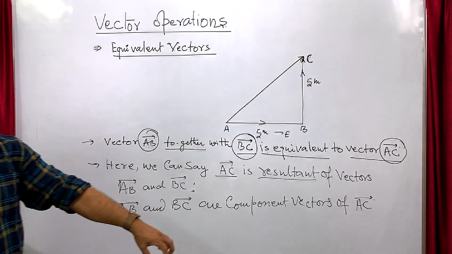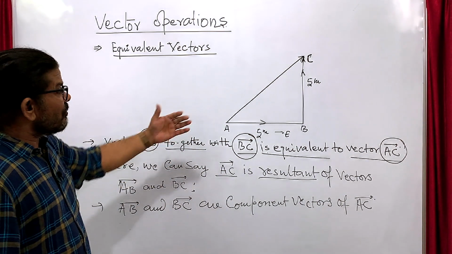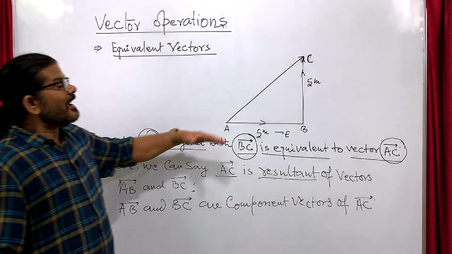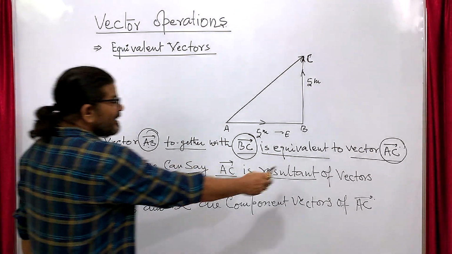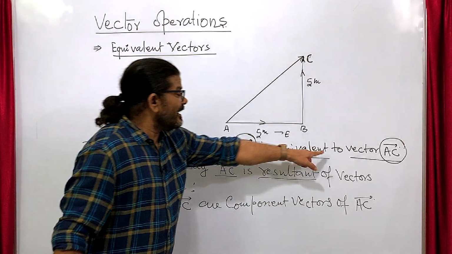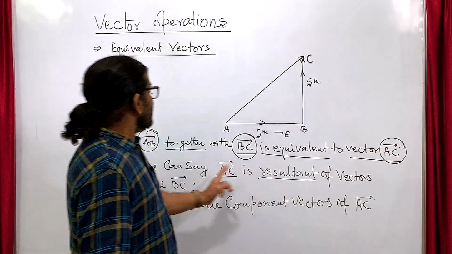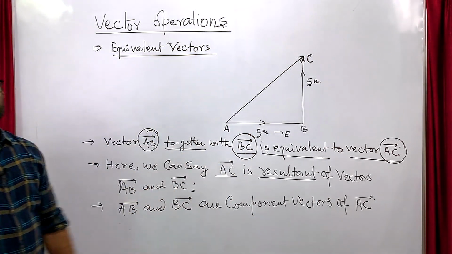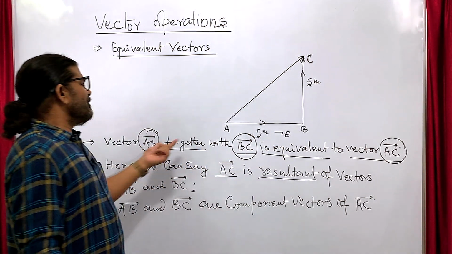So in this particular subtopic, we are going to explain how we can superpose or take the resultant of 2 or 3 vectors, and how a single vector can be resolved, because AC is the superposition of vector AB and BC, or we can say the resultant of vector AB and BC, or AC is equivalent to vector AB and vector BC.